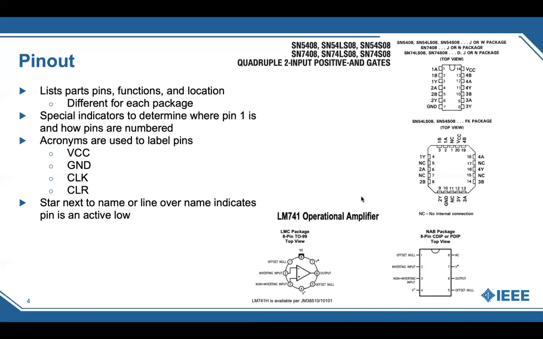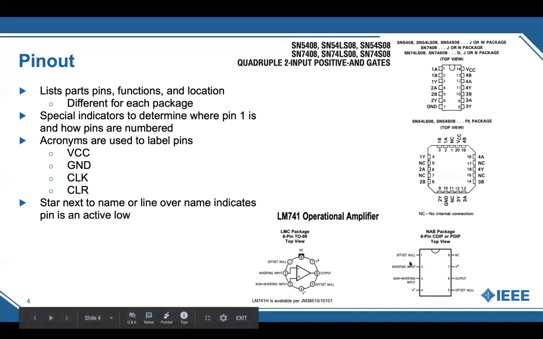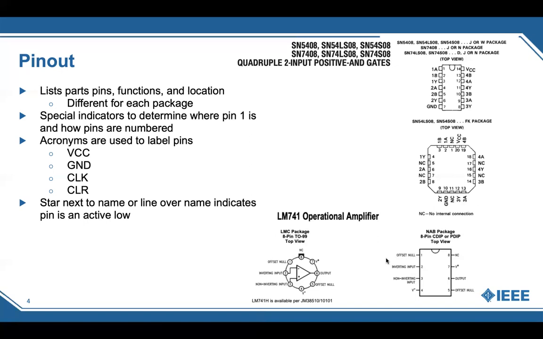Another different kind of pinout that we see here is for an LM741 amplifier. And this is going to have different names for the different pins, not really acronyms. So pin 1, you have offset null. Pin 2, you have your inverting input. Pin 3 is your non-inverting input. And pin 4 is your negative voltage.